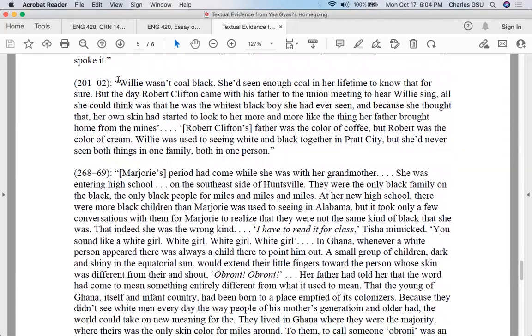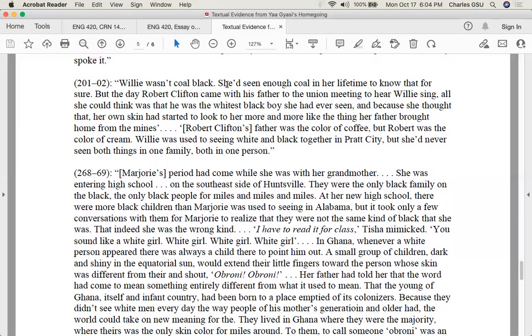Here, this is in the American South. There's a reference to Robert Clifton and him being white, basically, or super light skin. Willie, remember, this is a woman. Willie wasn't coal black. She'd seen enough coal in her lifetime to know that was for sure because her father, H, was a coal miner. But the day Robert Clifton came with his father to the union meeting to hear Willie sing, all she could think was that he had the whitest black boy skin she had ever seen.